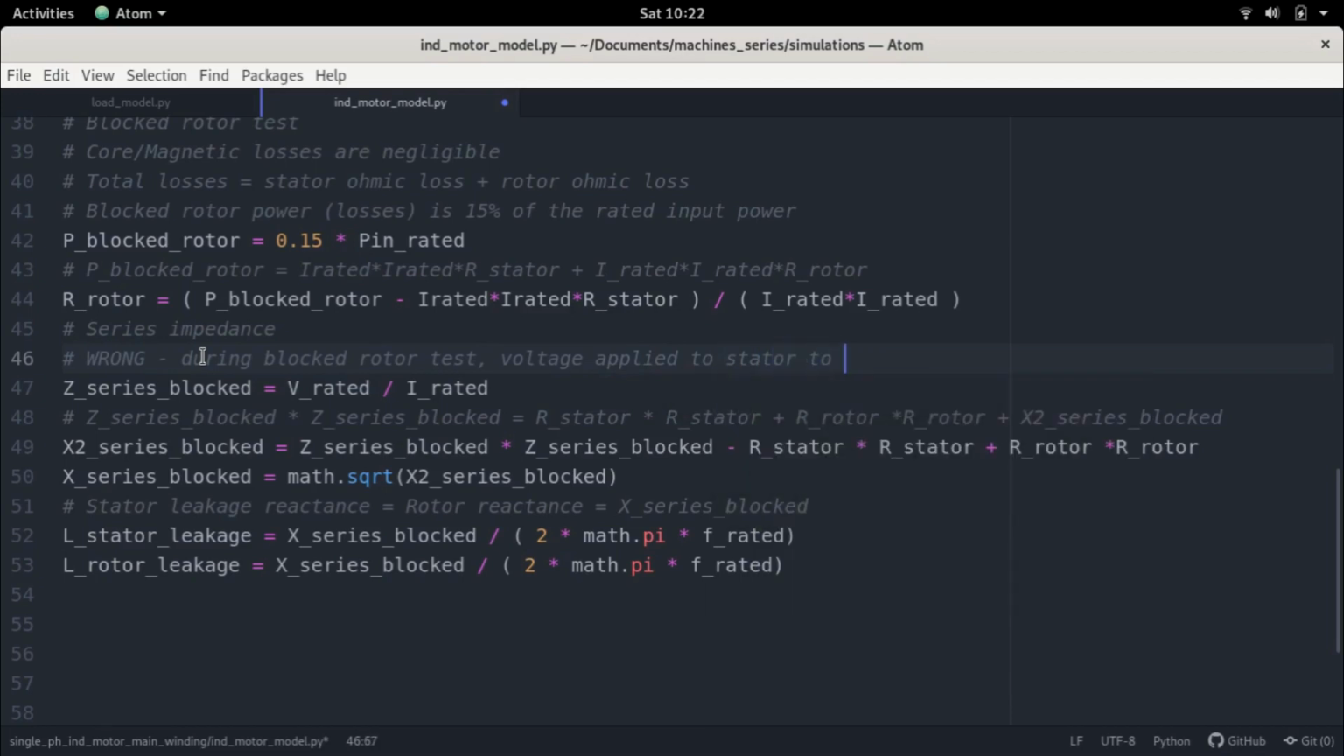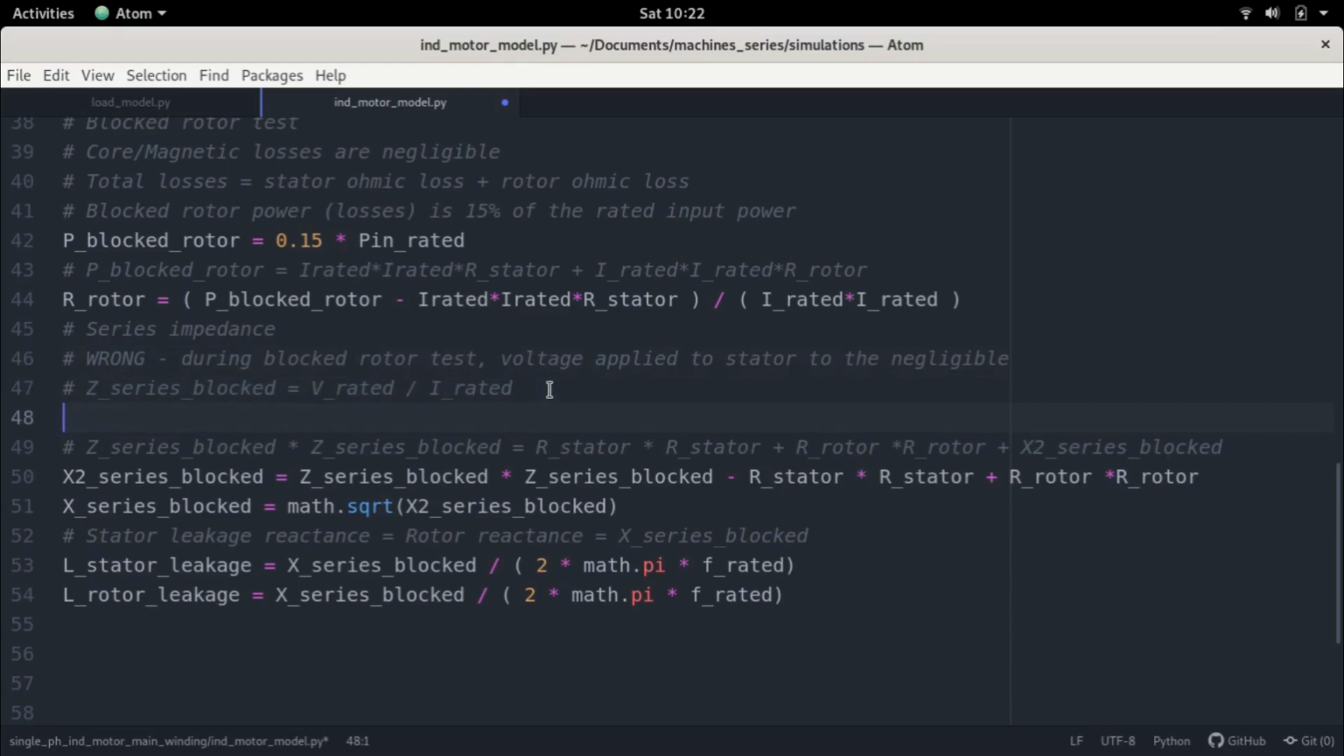Voltage applied to the stator is negligible, right? And the reason is because the block rotor test is very close to a short circuit test in a transformer. So I'm going to comment this out because this is wrong. What this means is I now have to define, or rather assume, a no load voltage.